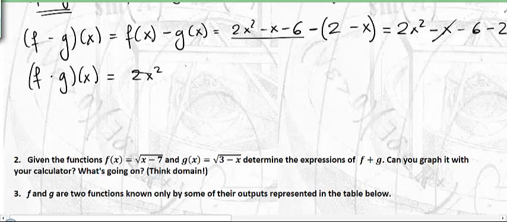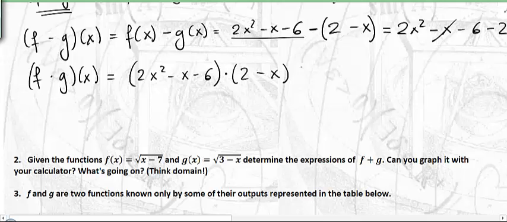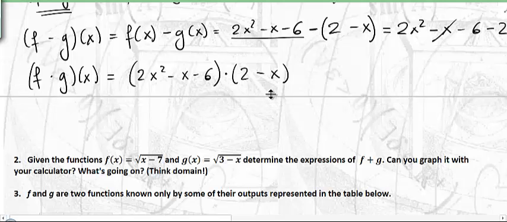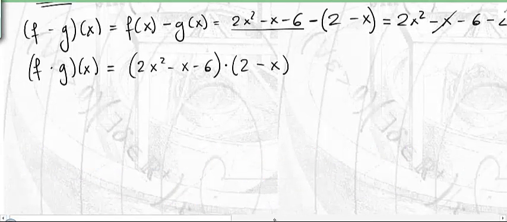Let's take f of x, 2x squared minus x minus 6. And let's multiply it by g of x. So I'm going to go a little bit quicker here. Let me first insert some space. Here we go.